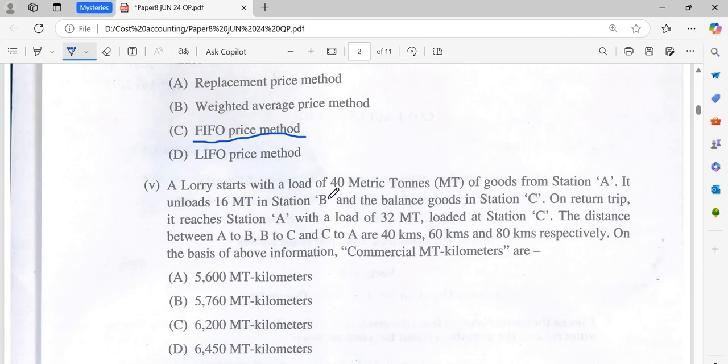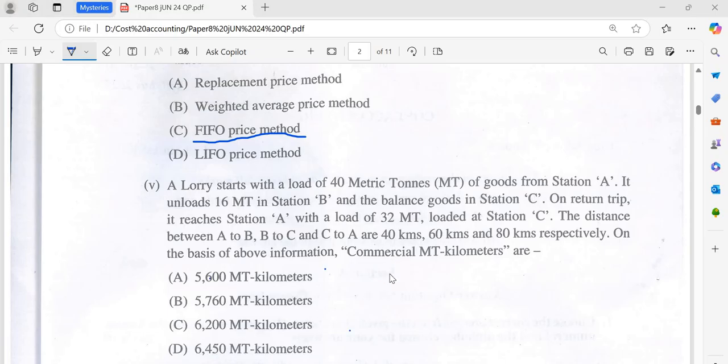A lorry starts with a load of 40 metric tons of goods from station A. It unloads 16 in station B and the balance goods in station C. On return trip, it reaches station A with a load of 32 loaded at station C. So the distance between A to B, B to C, and C to A are 40 kilometers, 60 kilometers, and 80 kilometers respectively. On the basis of above information, commercial MT-kilometers are. So here we need to calculate commercial MT-kilometers.